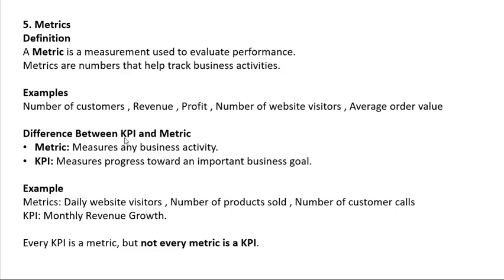And the difference between a KPI and a metric is that a metric measures any business activity, and a KPI measures progress toward an important business goal. Examples of metrics are daily website visitors, number of products sold, and number of customers. And a KPI is monthly revenue growth. Every KPI is a metric, but not every metric is a KPI.